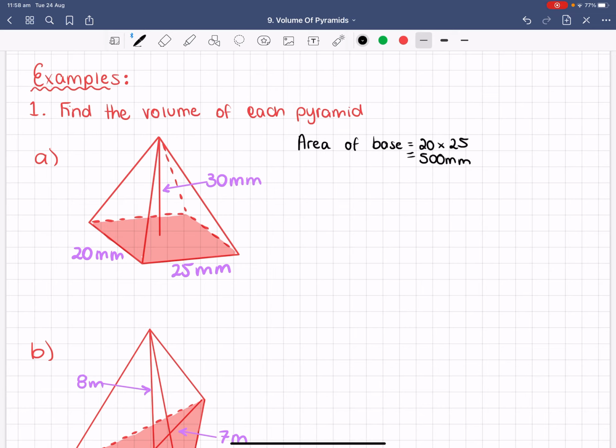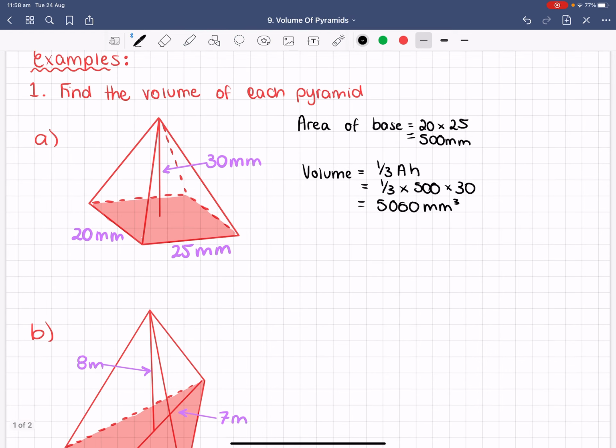Okay, so therefore the volume is equal to a third times the area times the height. So a third times the area of the base, which is 500, times the height, which is 30. As you can see, this directly points to the height, and that's the base. Putting that all into your calculator, you get 5,000, and because we're working in volume, it's millimeters cubed.